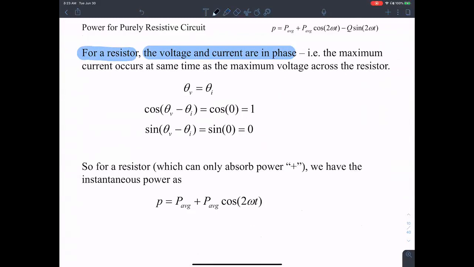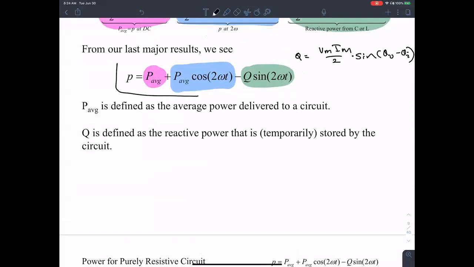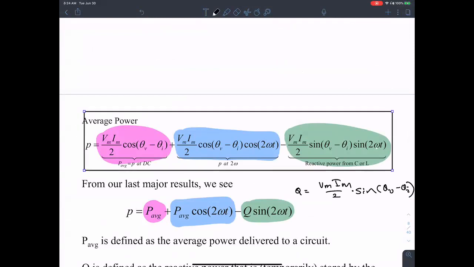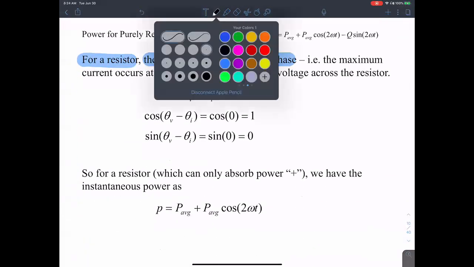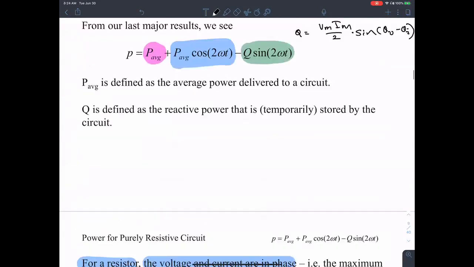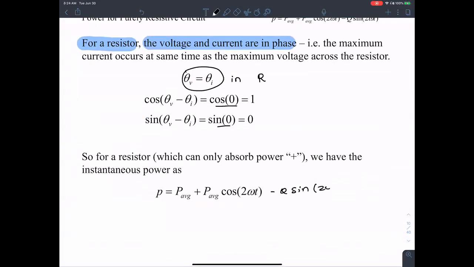Okay, so what we are going to do is to use this template, not this guy, this template. Okay, and plug in the relative values of theta V and theta I. When we do that, we know theta V equals theta I in a resistance. Okay, and of course, cosine 0 is 1, sine 0 is 0. So what happens is the last term, negative Q sine 2 omega t, that goes to 0 because Q goes to 0.